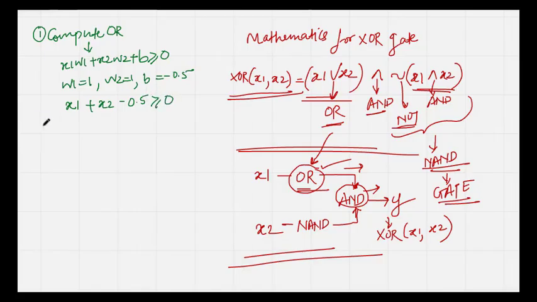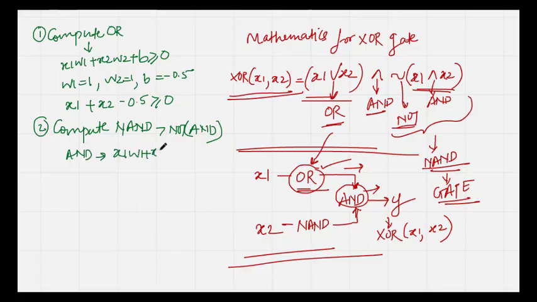Now similarly, the second step is what? Compute NAND. Now NAND is nothing but not of AND. So let's write the equation for AND first. For AND, what was it? X1 W1 plus X2 W2 plus B. This should be greater than or equal to 0. For AND we took W1 as 1, W2 as 1 and bias as minus 1.5.